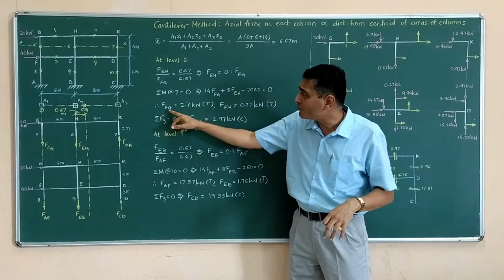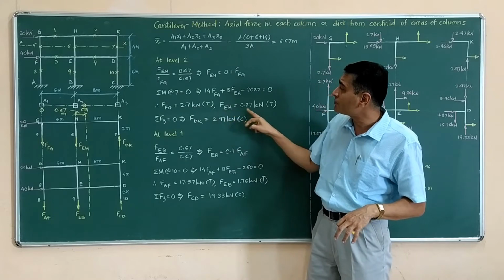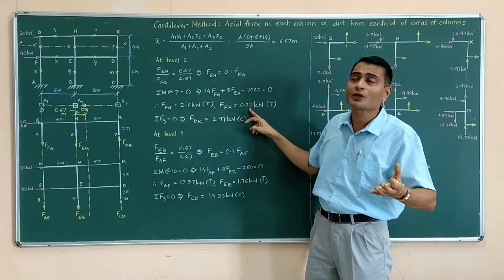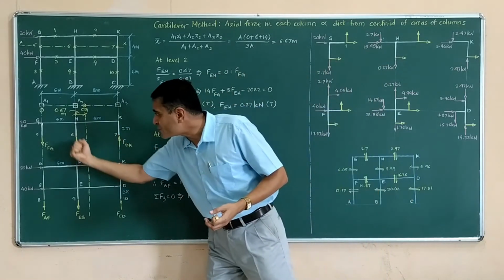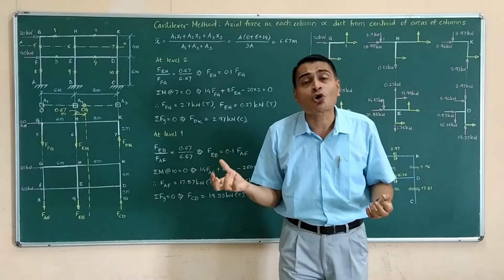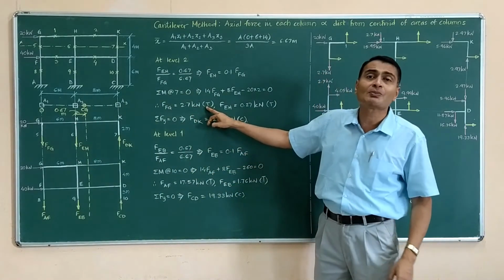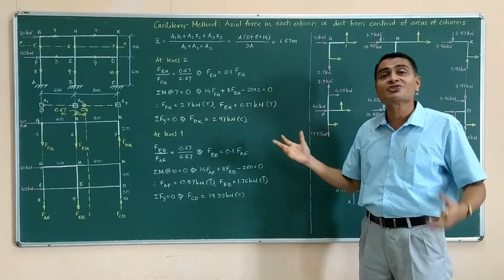You are getting F of FG as 2.7 kilonewtons and you are getting F of EH as 0.1 times F of FG, meaning 0.27 kilonewtons. Both the answers are positive, meaning our assumed pulling sense or sense of tension is correct. That's why I am saying this is 2.7 kilonewtons tensile, this is 0.27 kilonewtons tensile.